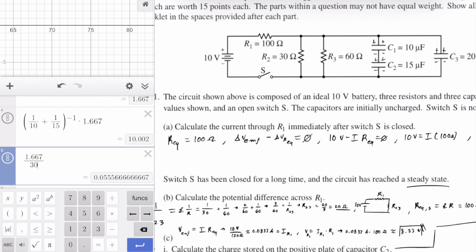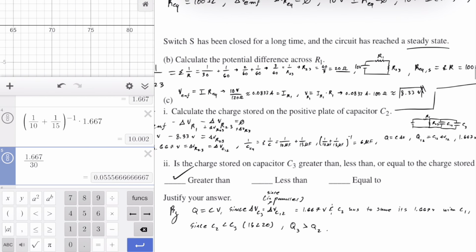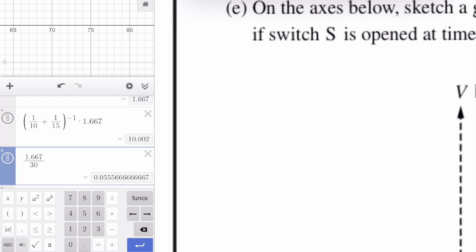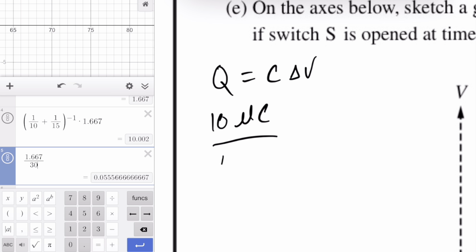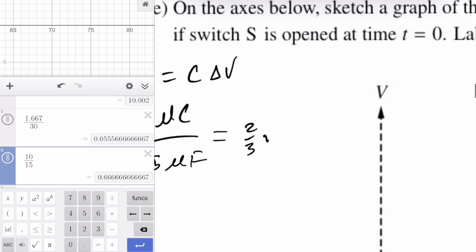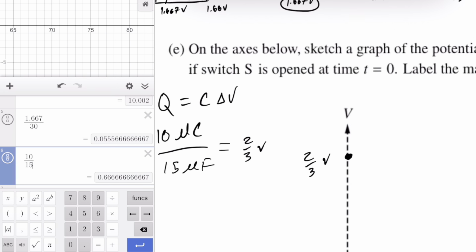I don't really have to care what it is actually, because if I just think about it, we knew the charge that was on C2. We knew the voltage, and we knew the capacitance of C2. So the charge that was on C2 was 10 microcoulombs, as we saw earlier. And C2 is 15 microfarads, meaning the potential difference is 2/3 of a volt. So we'll just label the max here to be 2/3 of a volt, right?